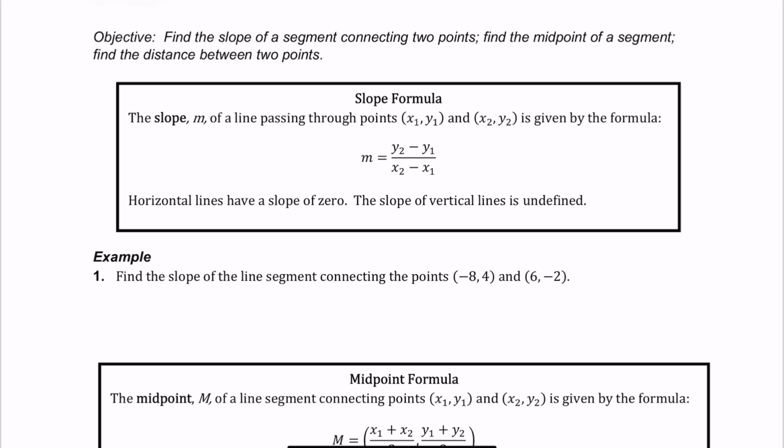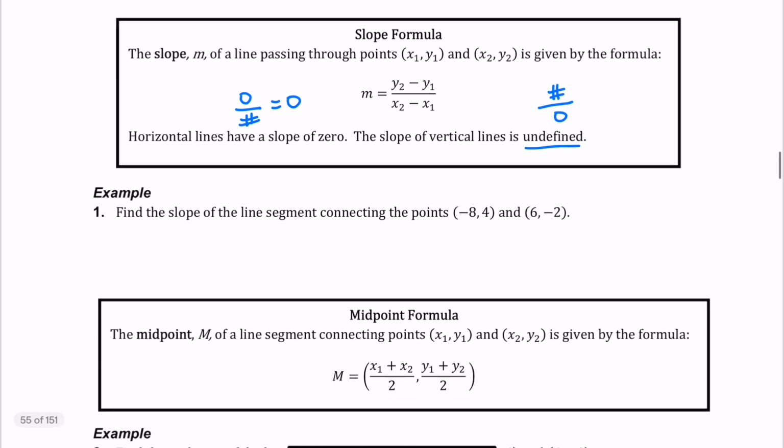Horizontal lines have a slope of 0, and for vertical lines the slope is undefined. If you have a 0, 0 over any number always equals 0. So if the rise is 0, then it would be a horizontal line. If you are going up and down in a vertical line, then you're going to have a number divided by 0. Now, you can never divide by 0 because no number times 0 will ever equal anything except 0. So that is why we call this an undefined slope.